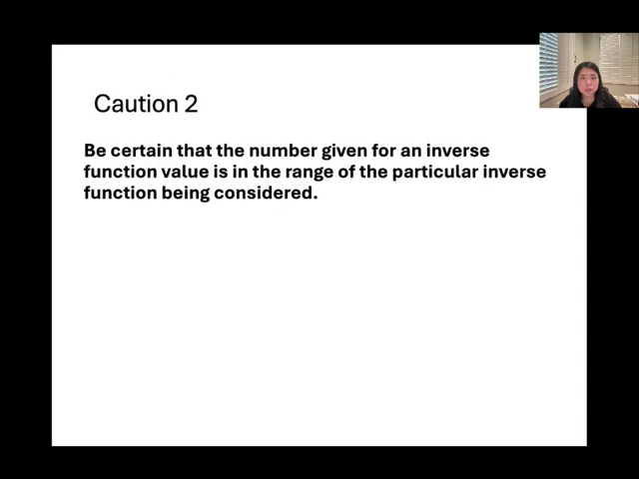Okay, question 2. Be certain that the number given for an inverse function value is in the range of the particular inverse function being considered. Every time you deal with an inverse function, make sure you remember the range and also the domain.